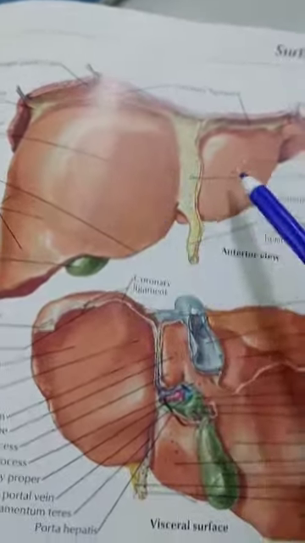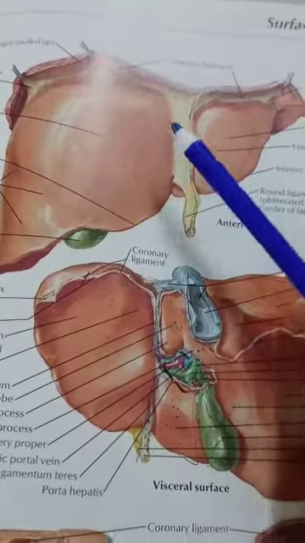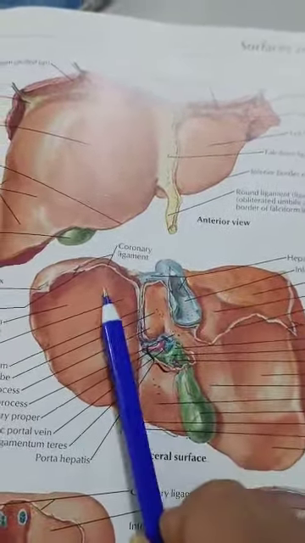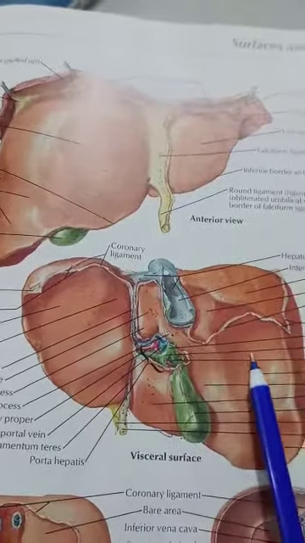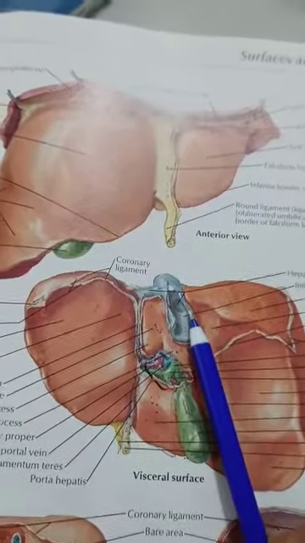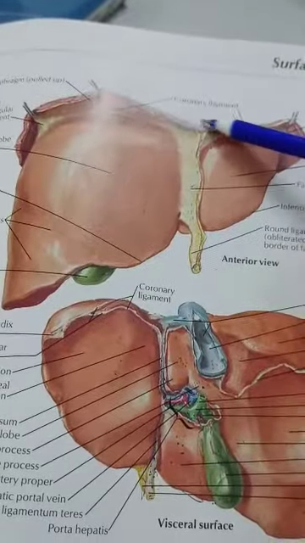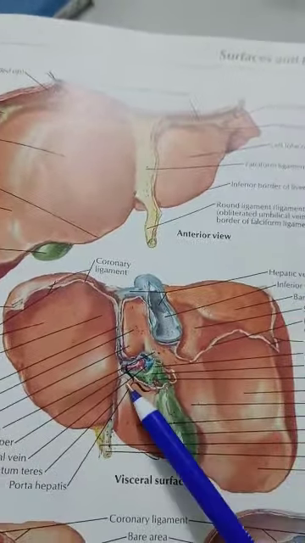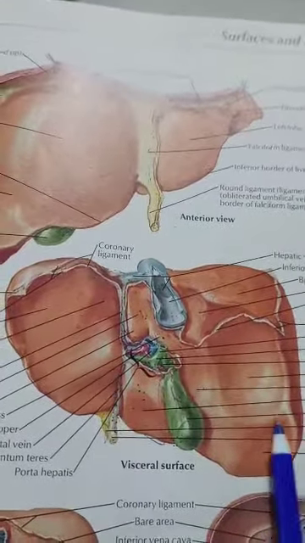This is the anterior view, so here we can see the anterior surface. Then this is the posterior view, so this is the posterior surface, the upper half, up to here. Then there is a superior surface above this one, and there is an inferior surface. This is the inferior surface of the liver.